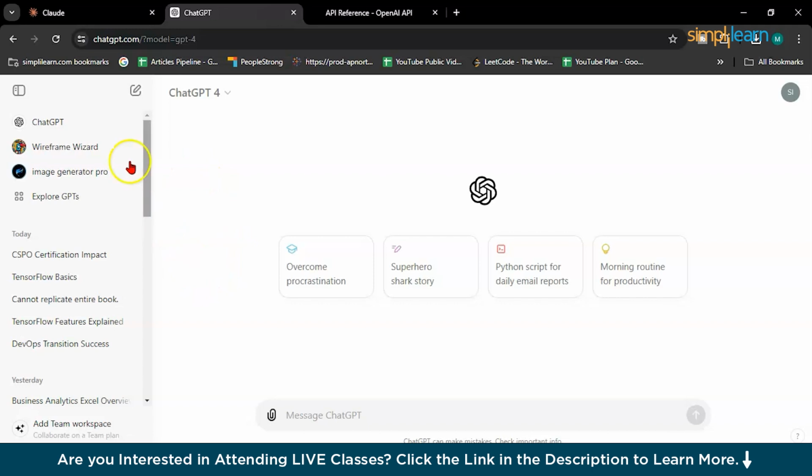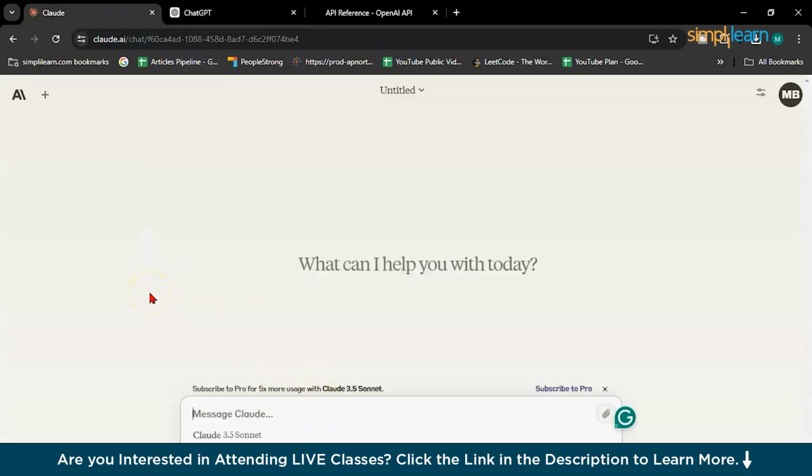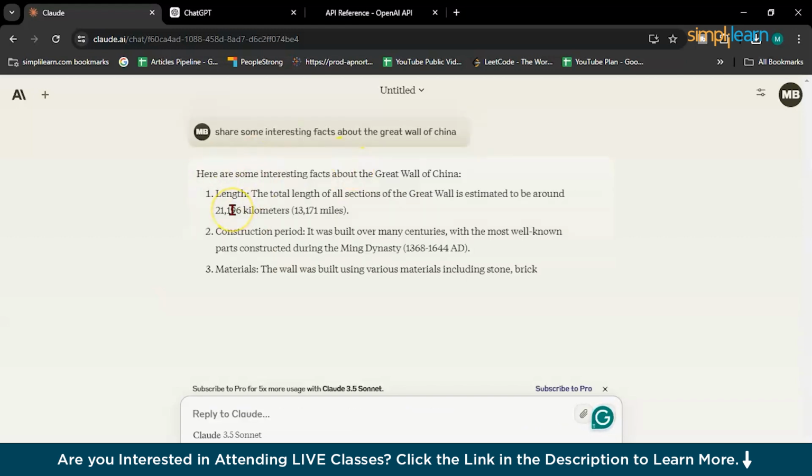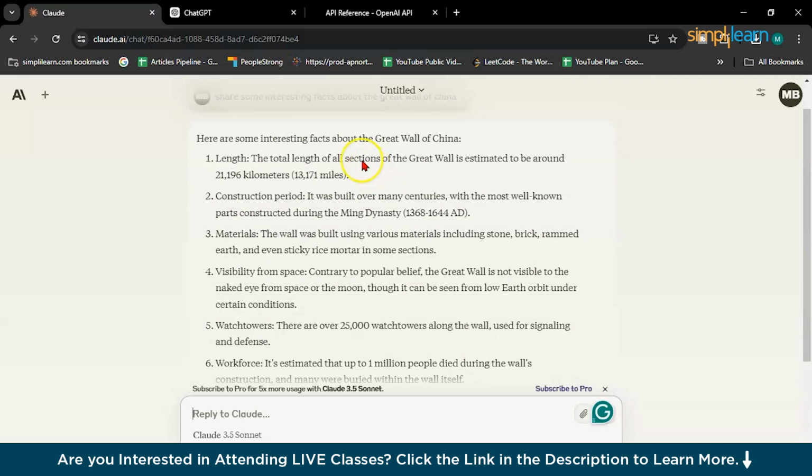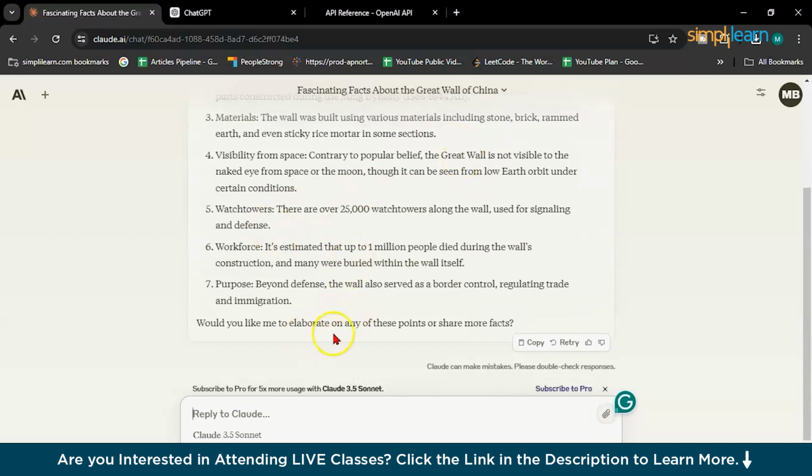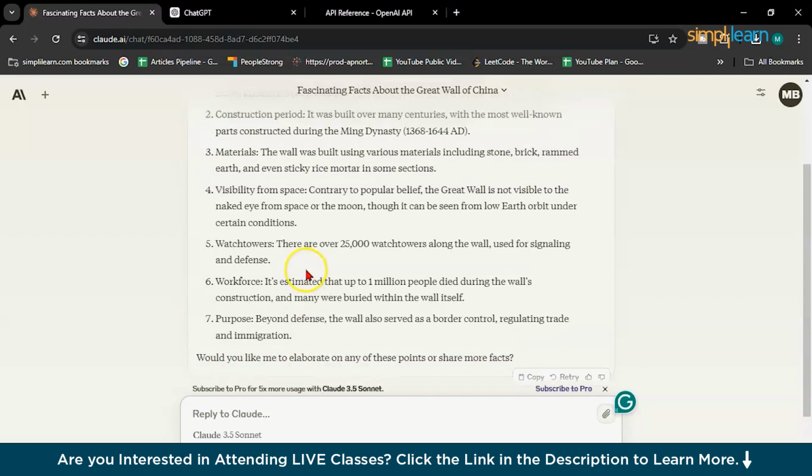So here the first category is factual inquiries. Here I will write: share some interesting facts about the Great Wall of China. As you can see, here are some interesting facts about the Great Wall of China. And at the end, it is saying, would you like me to elaborate on any of these points or share more facts? So you can ask for a particular point to be elaborated.